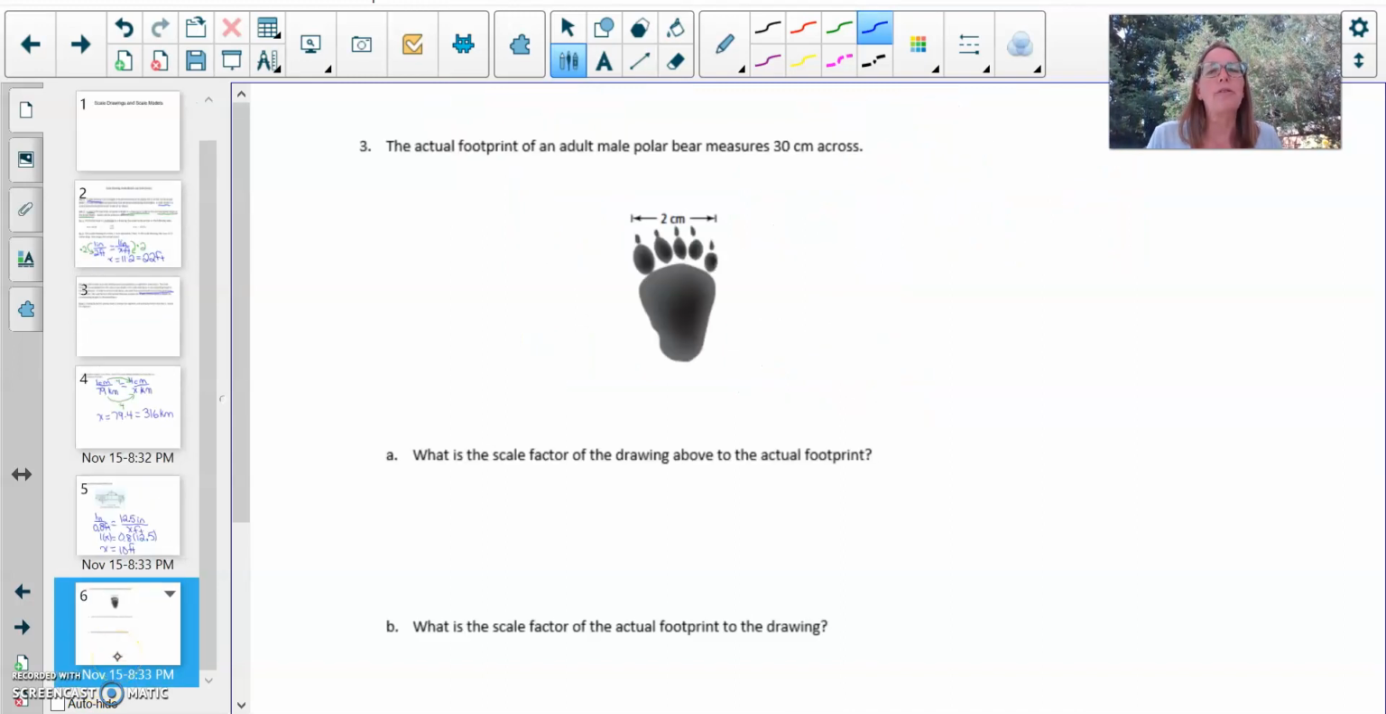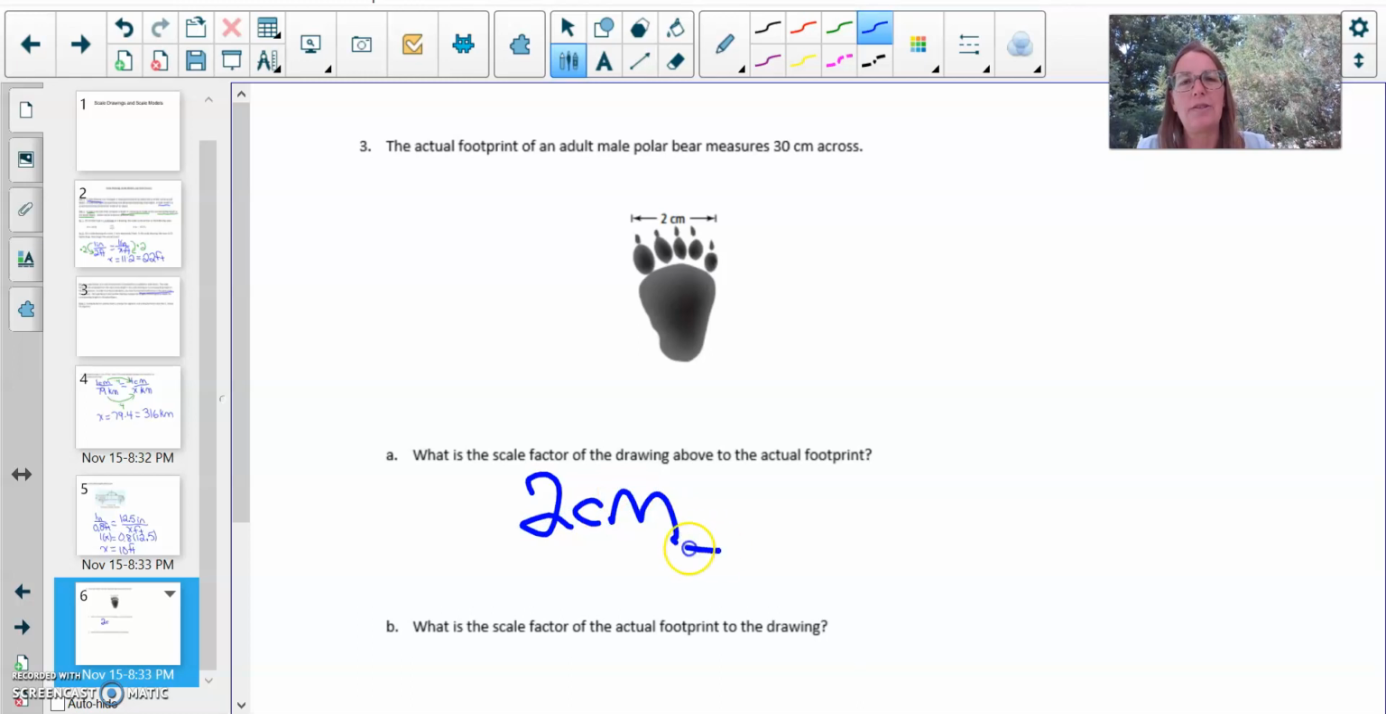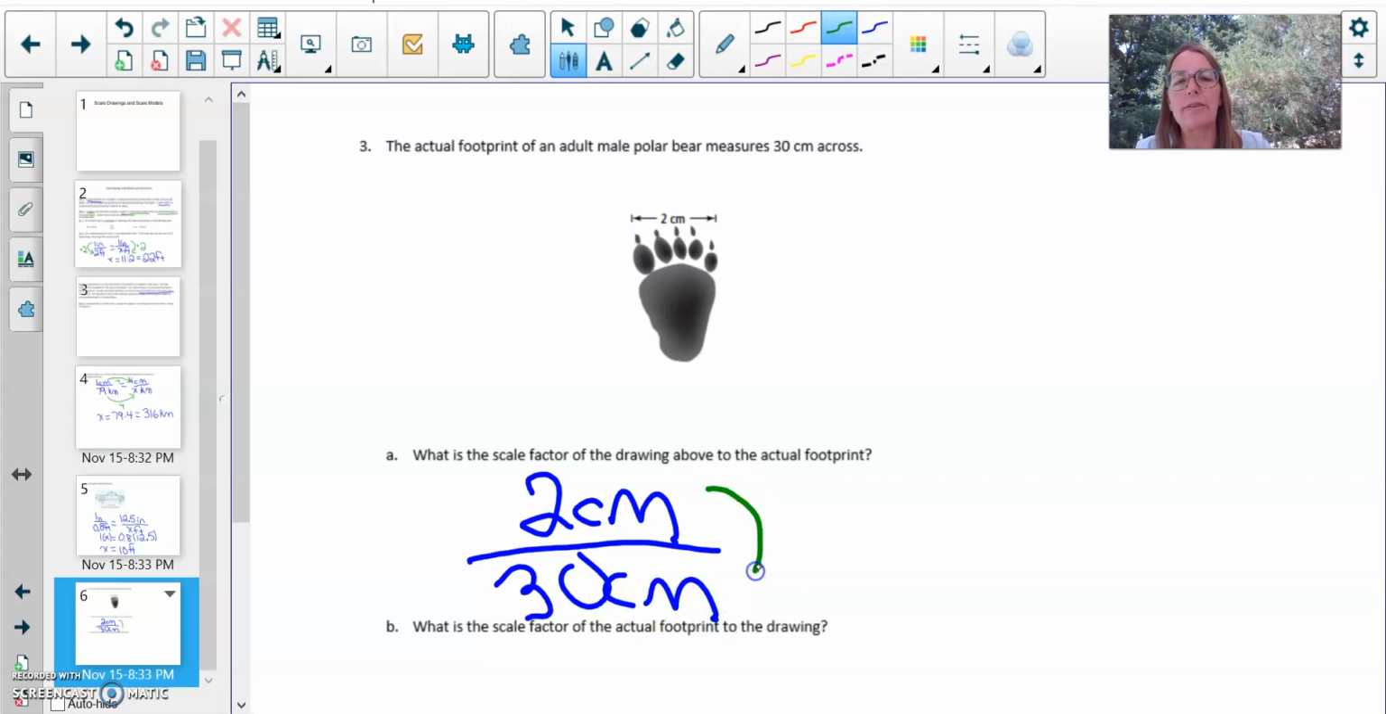Okay, the actual footprint of an adult male polar bear measures 30 centimeters across. In the picture, they're telling me it's 2 centimeters across. Part A: what is the scale factor of the drawing above to the actual footprint? So I'm going from the drawing, 2 centimeters, to the actual 30 centimeters. And they're asking me for scale factors. So they're asking me, what do I multiply 2 by to get to 30? And that would be 15. So my scale factor from the drawing to the actual would be 15 this time.